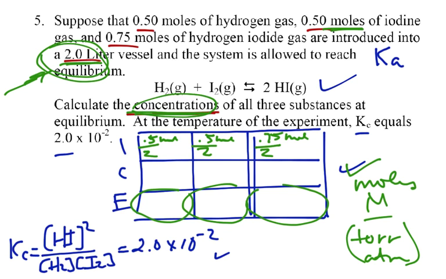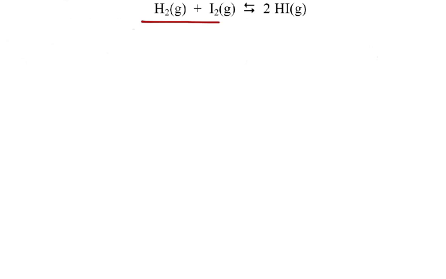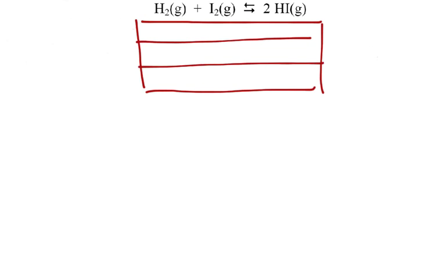Now, I'm going to go back. This is 0.5 over 2, so this can be 0.25 molar, 0.25 molar, and 0.375 molar. This is very messy, so let's go to another page. I'll recreate my ice box and put in my values: 0.25 molar, 0.25 molar, and 0.375 molar.